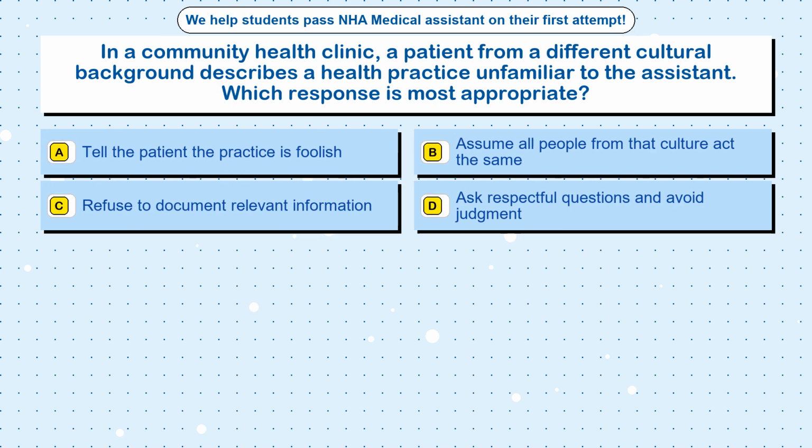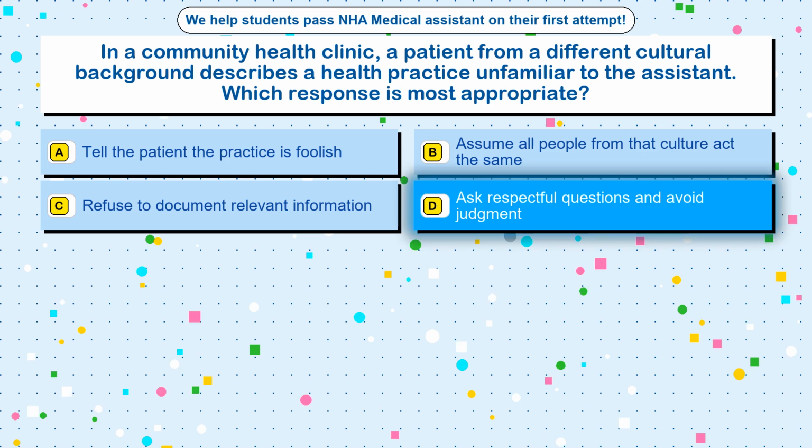Question 99. In a community health clinic, a patient from a different cultural background describes a health practice unfamiliar to the assistant. Which response is most appropriate? Option A, tell the patient the practice is foolish. Option B, assume all people from that culture act the same. Option C, refuse to document relevant information. Option D, ask respectful questions and avoid judgment. The correct answer is option D, ask respectful questions and avoid judgment.